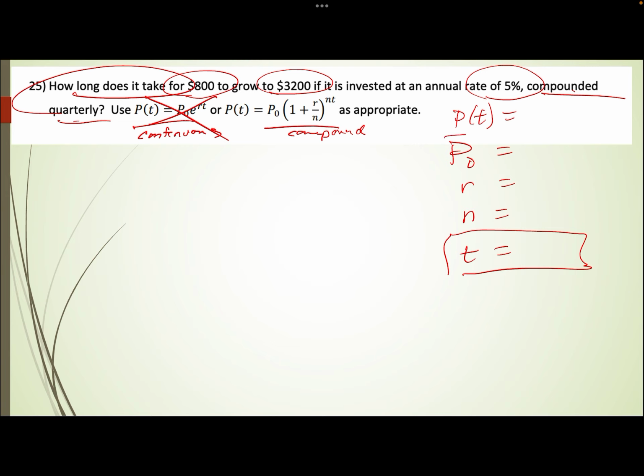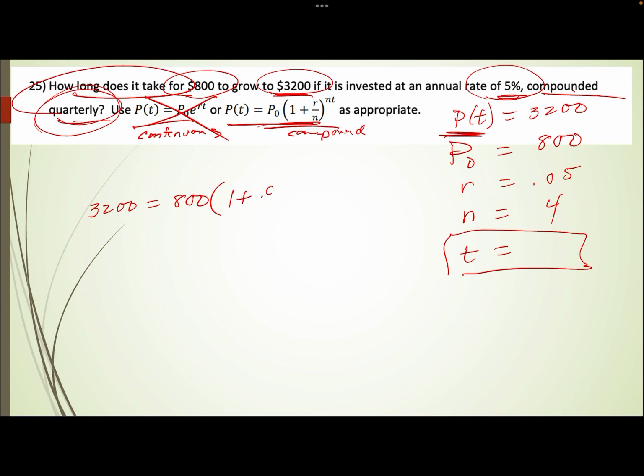So this is after a certain amount of time, so that would be the accumulated amount. And then the P sub O is 800. My R, remember, we write it as a decimal. And the N is how many times it's compounded. Quarterly is 4. So I take this formula and put in 3,200 for my P of T equals 800, and then 1 plus 0.05 over 4 to the NT, which would be 4 times T. So I'm trying to solve for T.